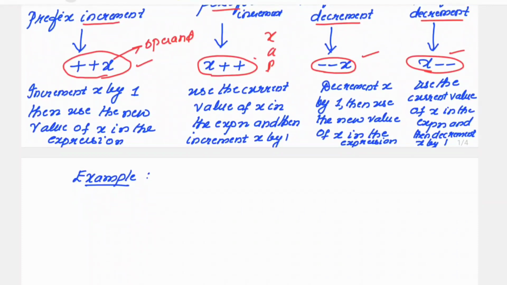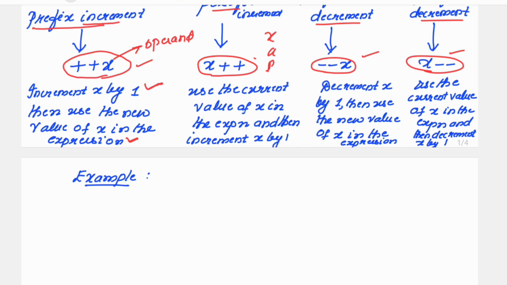Now let me explain this functionality. Let us see first the prefix. Prefix increment increments the value of x by 1 and then uses the value of x in the expression. That means it increments x by 1 and uses the new value of x in the expression. Now what does this mean? I'll explain this with an example, because look here, the second one, the postfix increment, uses the current value of x in the expression and then increments x by 1.